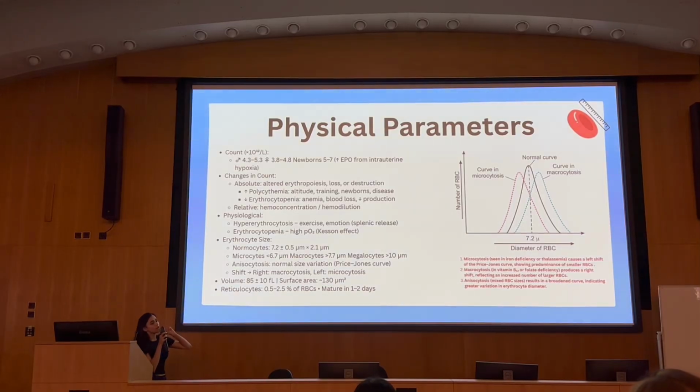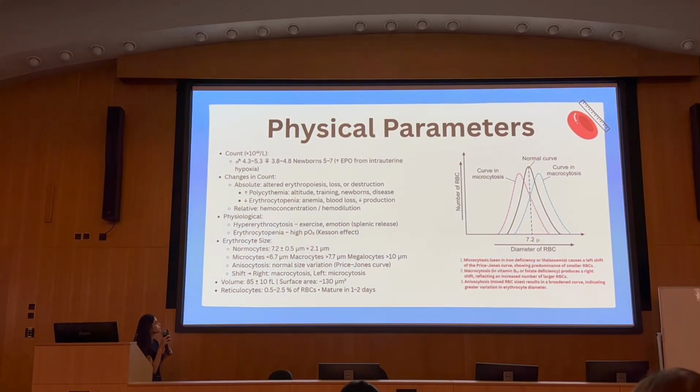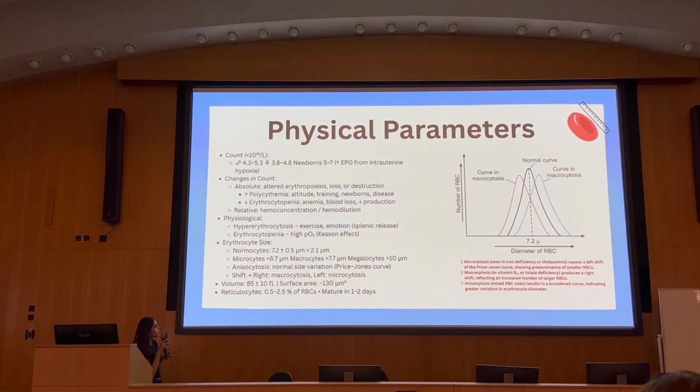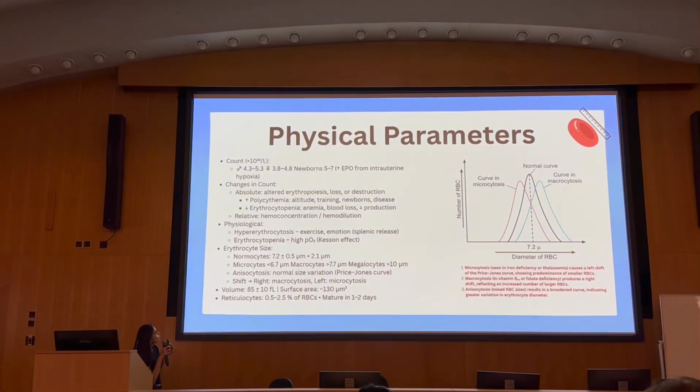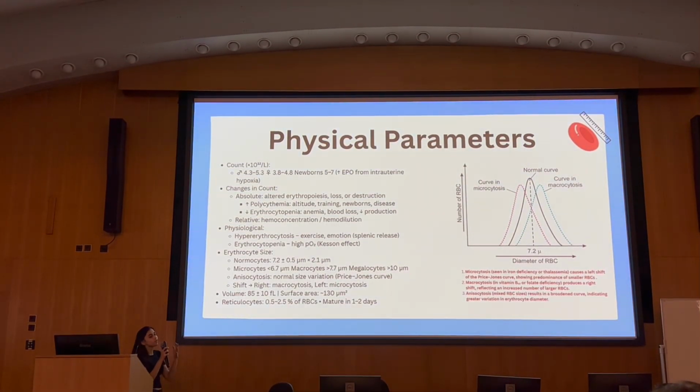Then newborns, they have more RBCs too, but there's a different reason, which is growth and development. So they need a lot of RBCs for development. And along with that, newborns have smaller bodies, so by the ratio also they have a lot of RBCs. Then the changes in count.